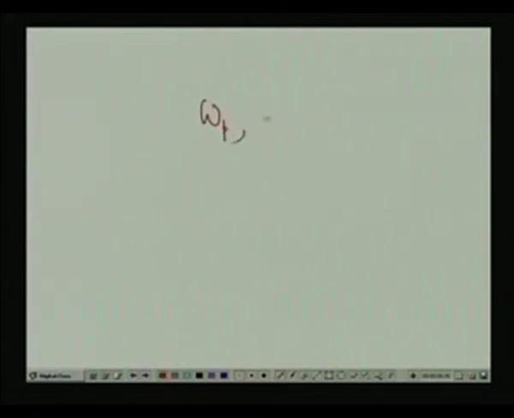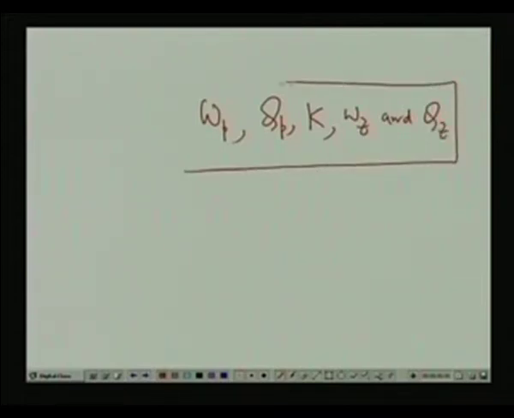omega p, Qp, capital K, omega z and Qz. These are the things which we are going to simulate, right. So, these are the parameters which you have to tune with some resistance elements; capacitance we will not use for tuning. Now, how can I make it orthogonal tuning?